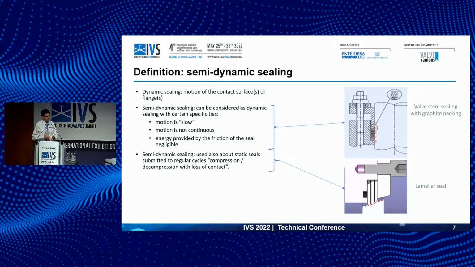static sealing, but which are submitted to regular cycle of compression and decompression with loss of contact. Typically, when you shut off a valve, you are going to close the seal, and you open, you close, and you repeat the compression of the seal a certain number of times. So the two examples I illustrated, typically the first example, it is a stuffing box. Okay, the stuffing box, there is a slow motion of a shaft or of a stem. And the lamellar seal, for example, is the application of the second definition of the semi-dynamic sealing.